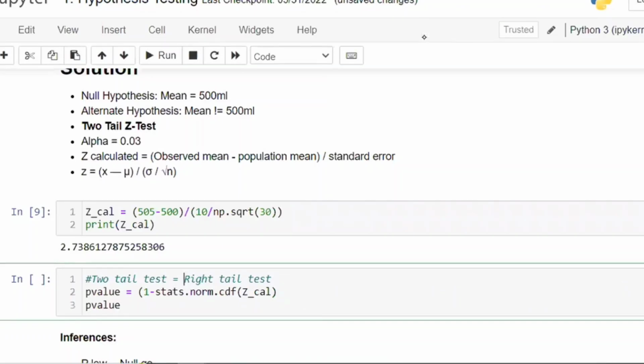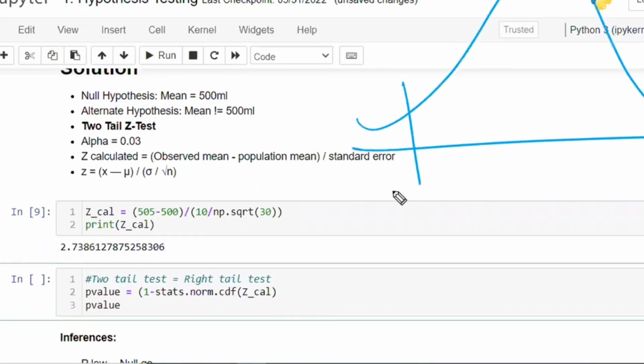That is, 1 minus stats norm.cdf. Why 1 minus? Sir, two tail rejection means that side and this side. If it is less than 500, also a problem. If it is greater than 500, also a problem. Two side rejection. Two tail rejection means first we calculate the right side area and multiply by 2. We are going to do 2 times.